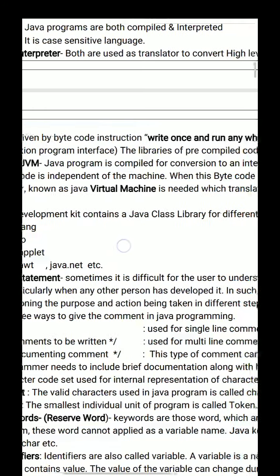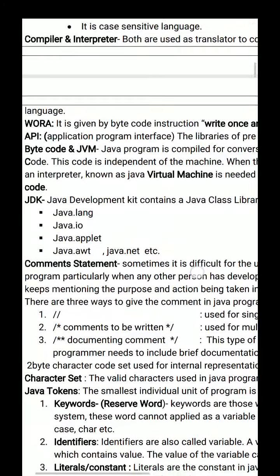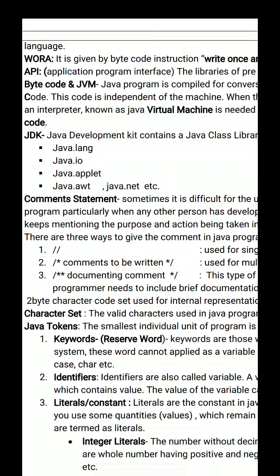Some packages are there: java.lang, java.io, java.applet, java.awt, java.net. These are the packages. Packages are nothing but a collection of classes, or you can say a collection of programs.